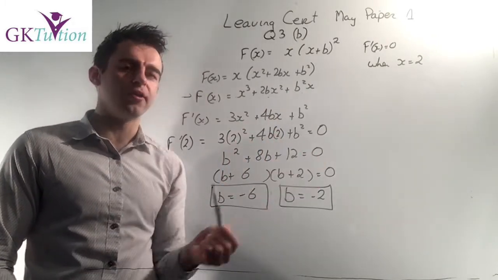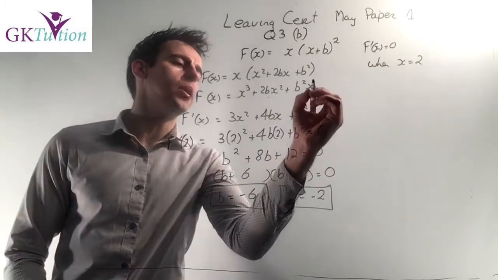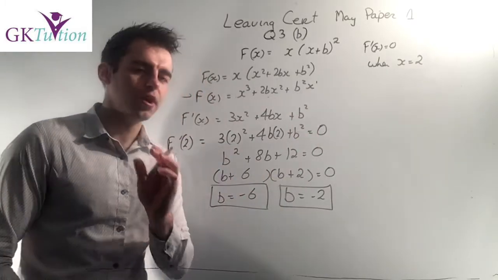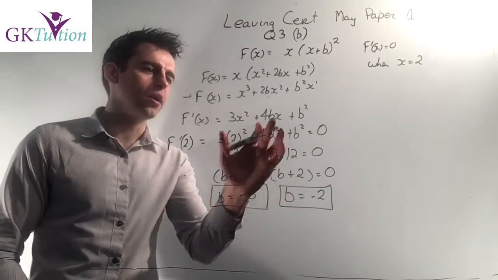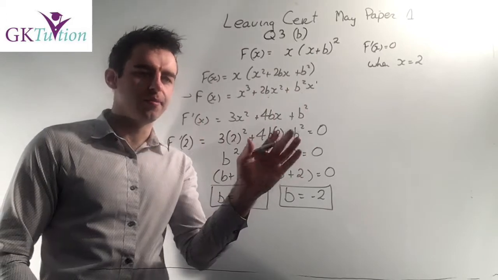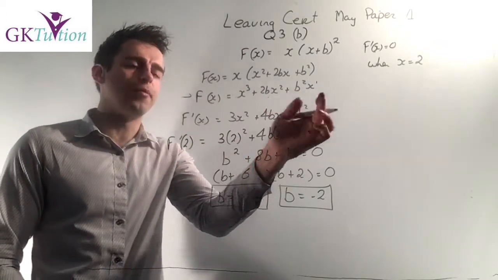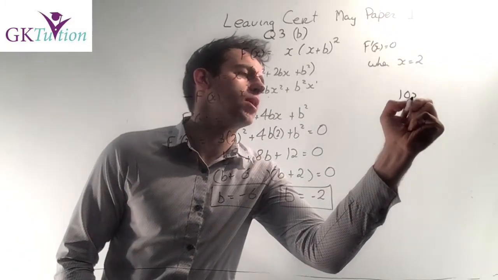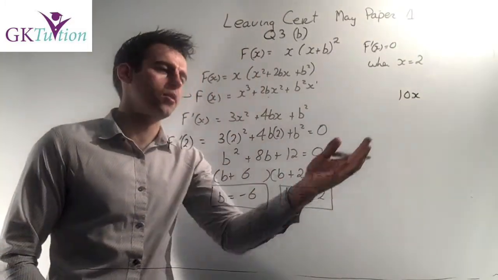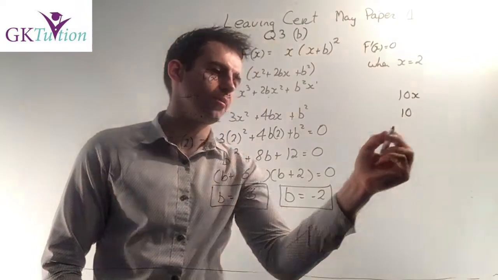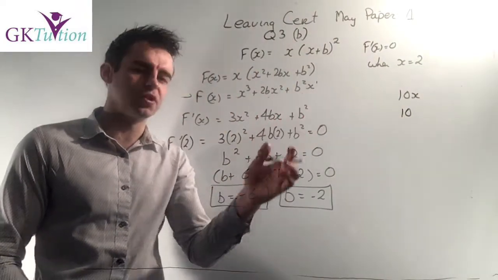This is the one where you're likely to make a mistake. You have b squared x to the power of 1. You're not getting the derivative of the b, so the power of b stays the same. Remember, b is just a number. So getting the derivative of b squared x is the same as getting the derivative of 10x. The derivative of 10x is just 10. The derivative of b squared x is just b squared.